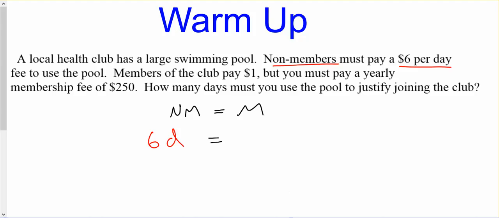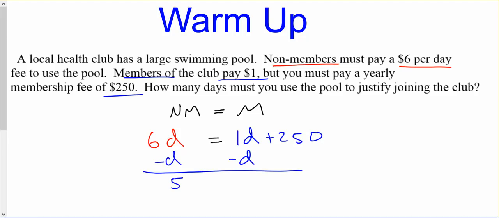Members pay $1 per day, but they also need to pay $250. So that's going to be $1 per day, 1D, plus $250. So we're going to figure out when these would be equal. Well, we've got a variable on both sides, so we're going to subtract our variable. 5D equals 250. Divide by 5, divide by 5.